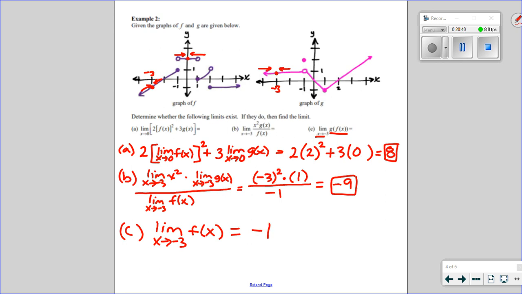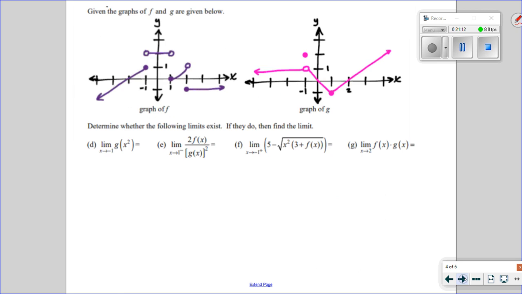Then, that then becomes the limit as x approaches negative 1 of g of x. Okay, so this is now our new value that x is approaching. Okay, so let's go over here. When x approaches negative 1, I can see y is getting closer to positive 1. So that's our final answer for that composition. Okay?